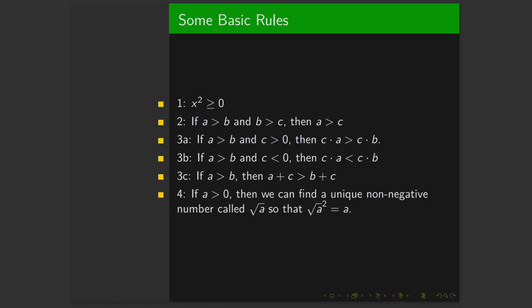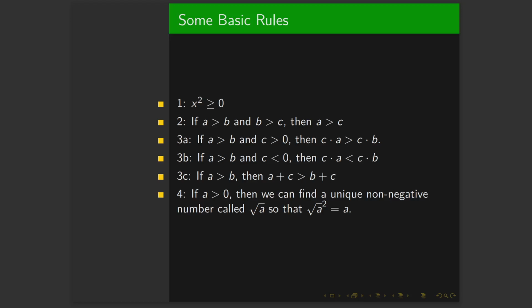Conversely, if it's a negative number, then the inequality sign flips. If you have 4 greater than 3, but then multiply by -1, we get -4 and -3. Well, -4 is less than -3. And for 3c, same thing, we can add the same number on both sides. So if 4 is greater than 3, and we add -4, the same as subtracting 4, we'll have 0 is greater than -1. So that's why I decided to clump them all together.